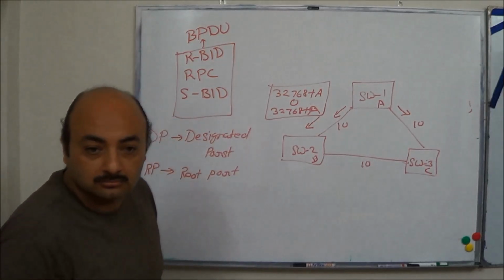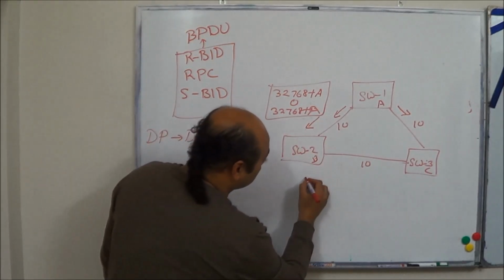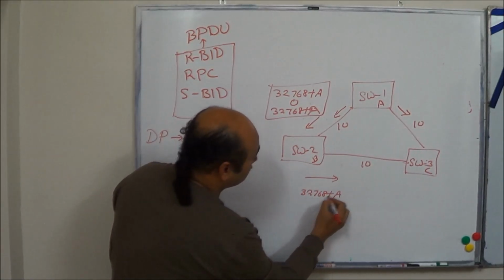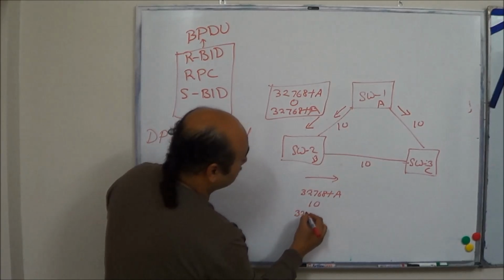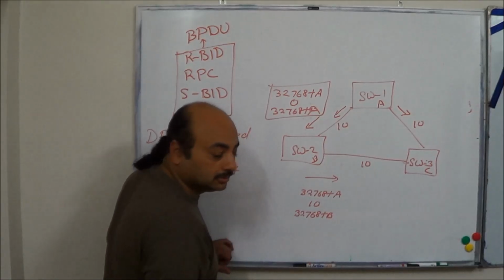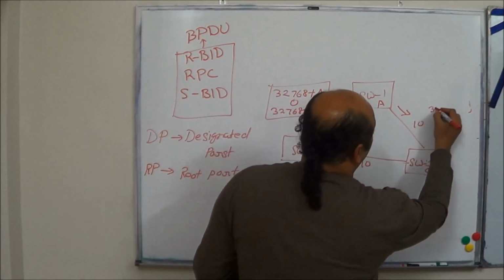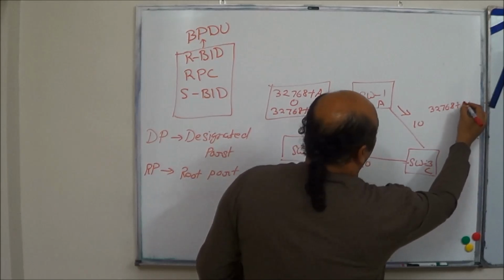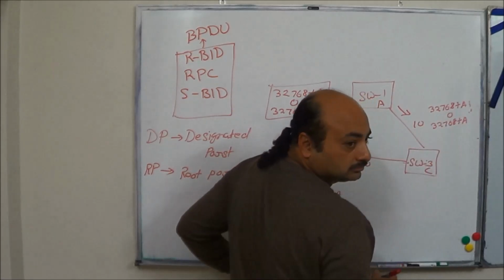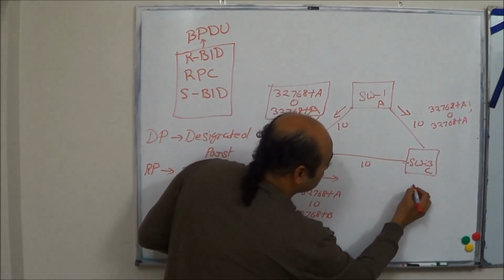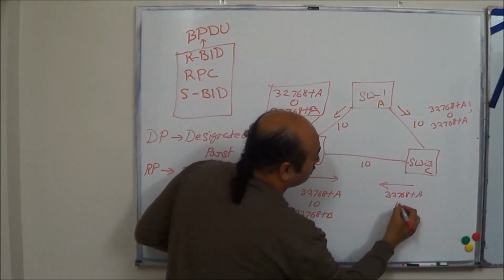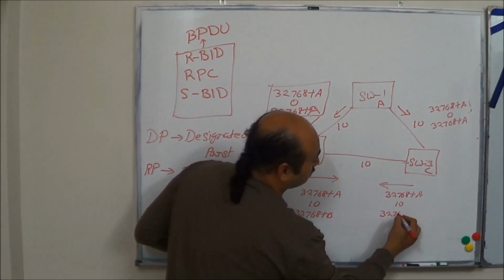Now after receiving this, what is supposed to send this way? 32768 plus A, 10, 32768 plus B. Now this one was sending 32768 plus A, 0, 32768 plus A. Now this is supposed to send what here? 32768 plus A, plus 10, 32768 plus C.